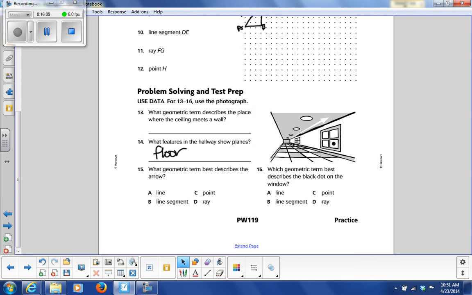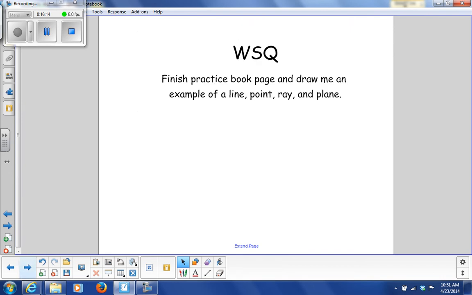Okay, you guys can handle all of that. Your WSQ is to finish the practice book page and draw me an example of a line, point, ray, and a plane. And we'll see you in the morning.